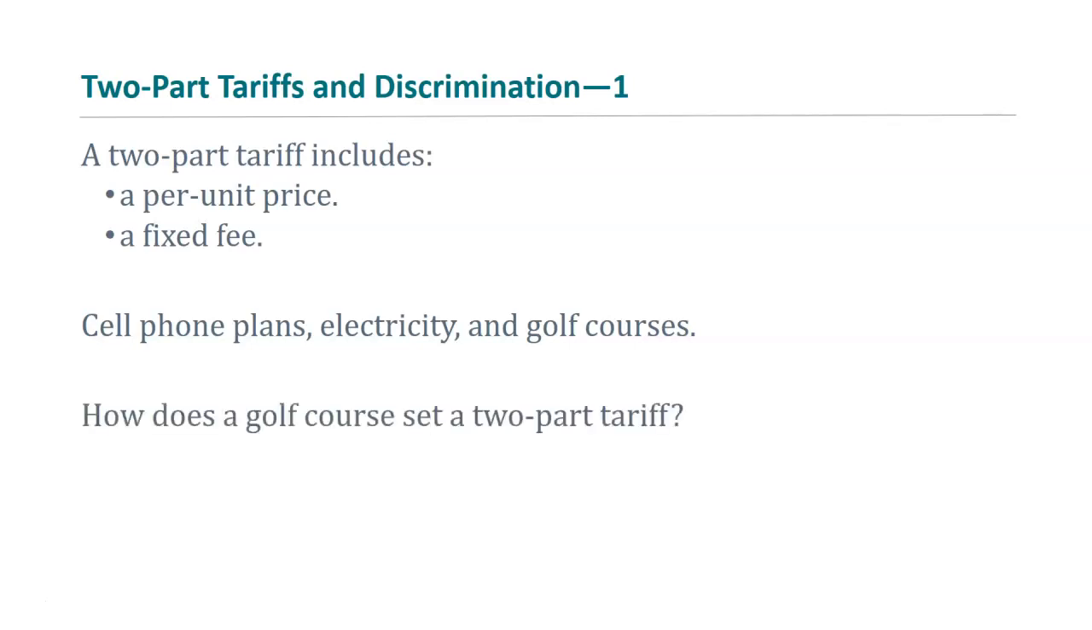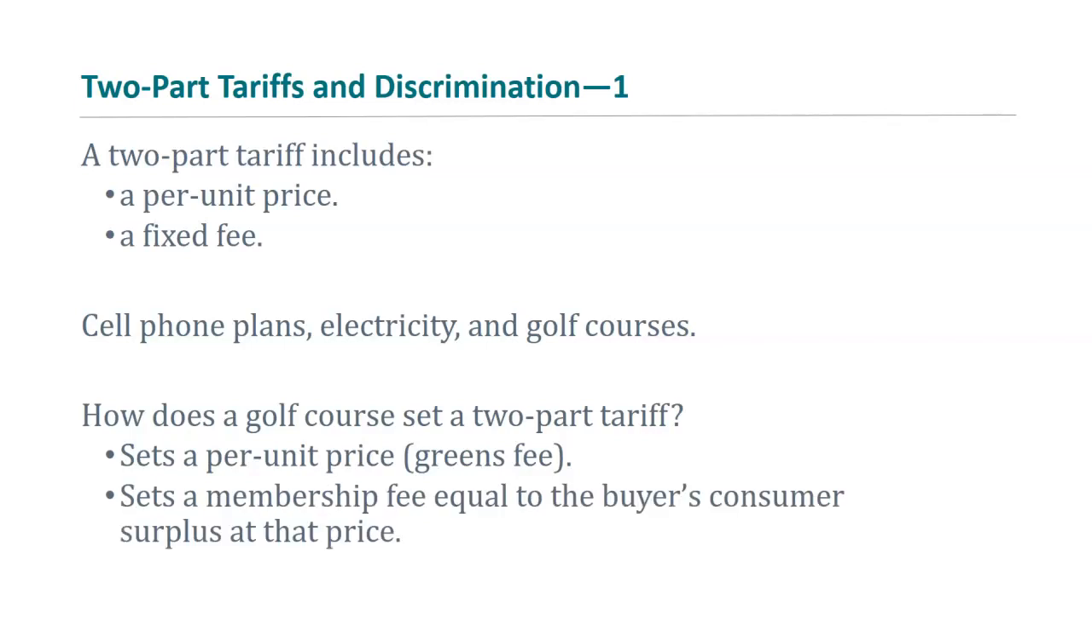So let's look specifically at a golf course. How does a golf course set their two-part tariff? How do they decide as a firm what is the best fixed fee and per unit price combination for the golf course, for the firm? So first you're going to set a per unit price, a greens fee. What does it cost to come play? And then you set a membership fee equal to the buyer's consumer surplus at that price.